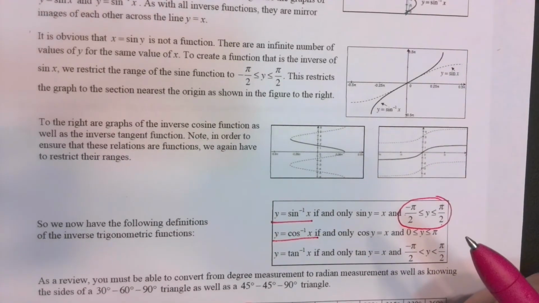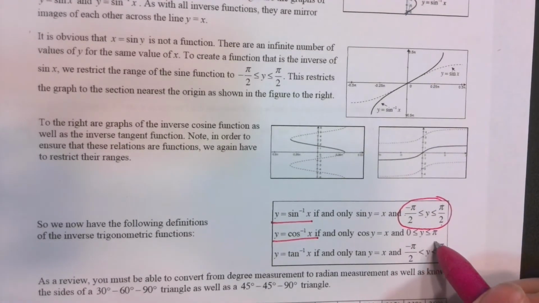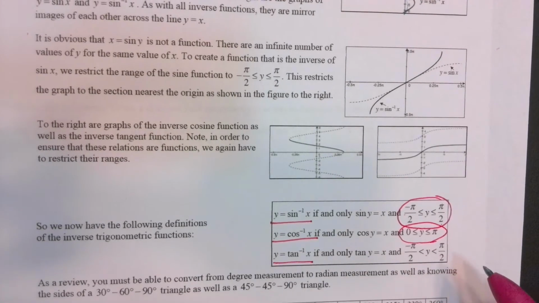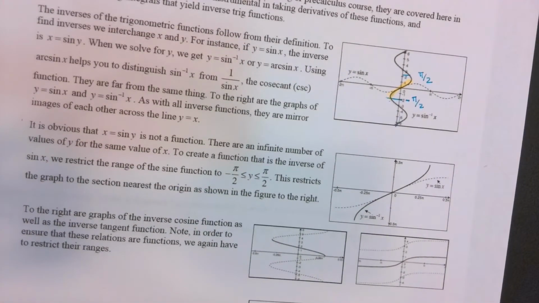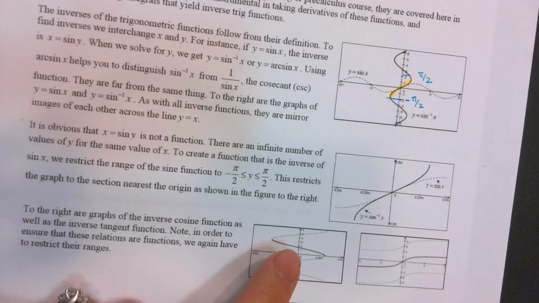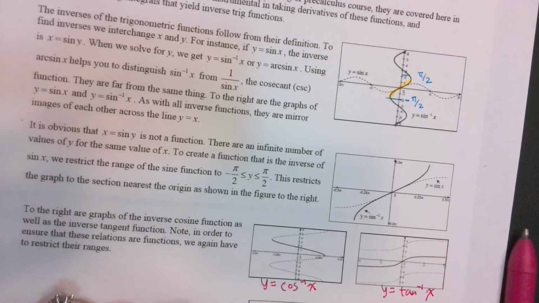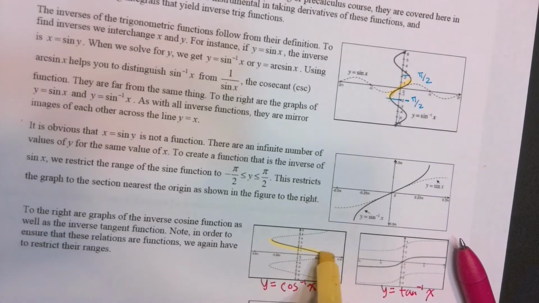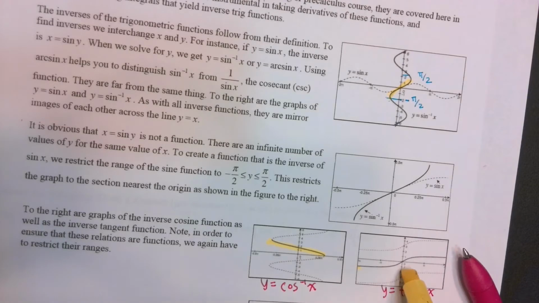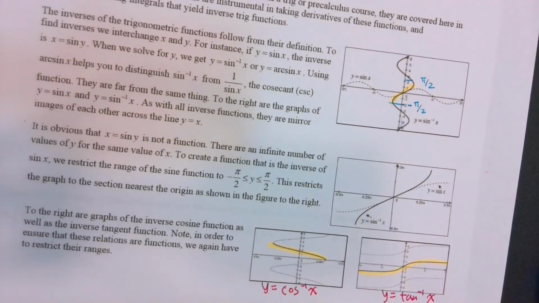For y is equal to inverse of a cosine function, your y is going to be 0 to pi. In tangent, it's going to be negative half pi to half pi. So as you can see over here, that is y is equal to inverse of cosine of x, and y is equal to inverse of tangent of x. Notice your y value is only this much, negative half pi to positive half pi.